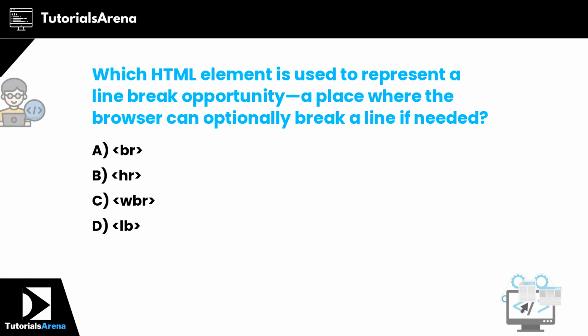Which HTML element is used to represent a line break opportunity, a place where the browser can optionally break a line if needed? The correct answer is option C, WBR.